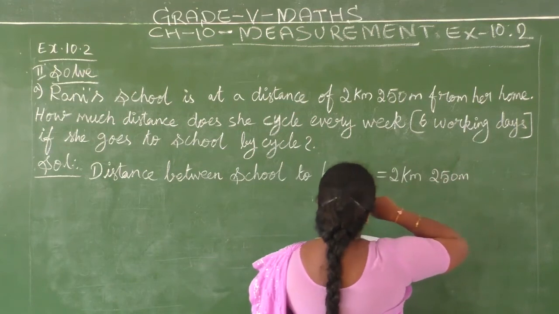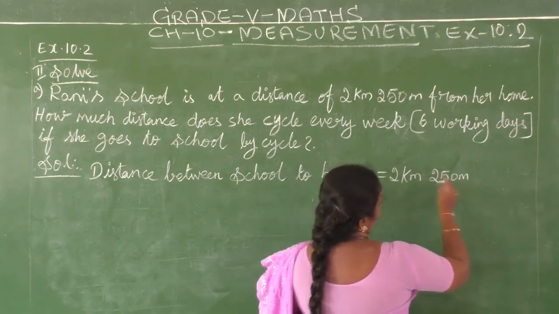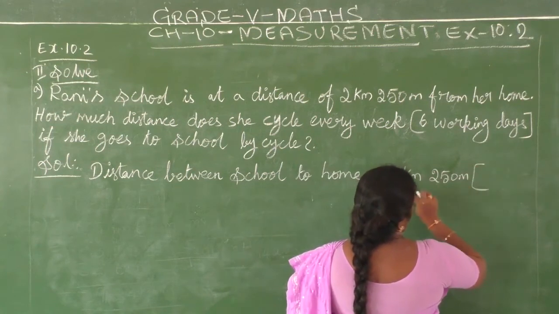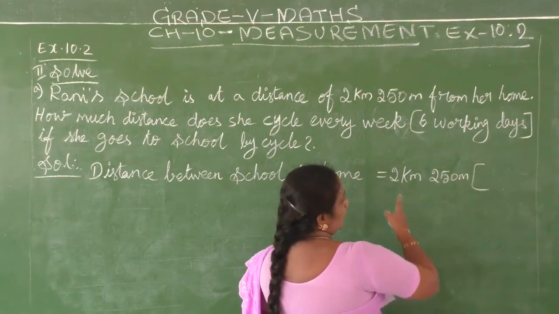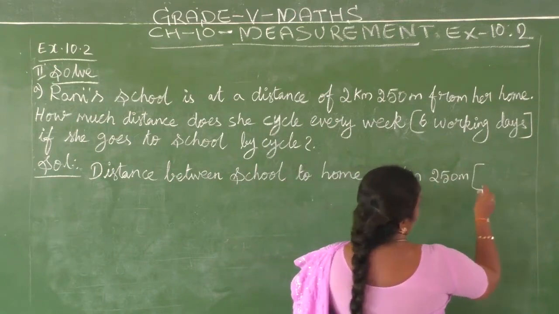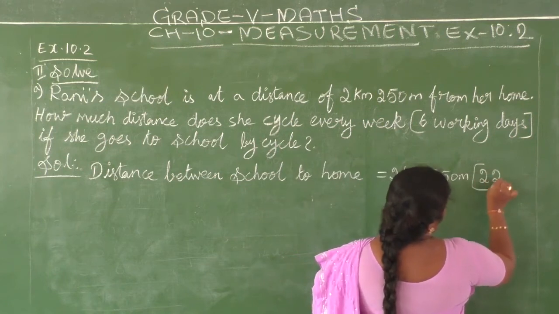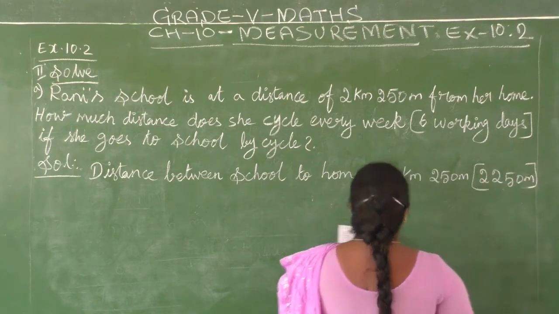First we can convert into any one unit, meter. Bigger unit to smaller unit we can convert. That means what will come? 1 kilometer is equal to 1000 meter. So 2 kilometer is 2000 meter. So 2000 plus 250, 2250 meter.